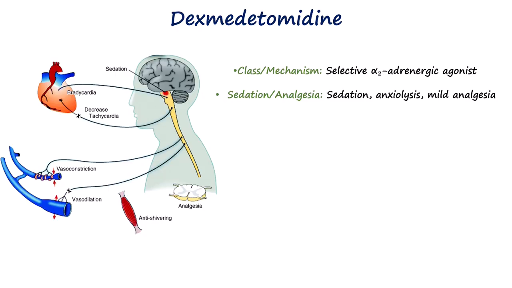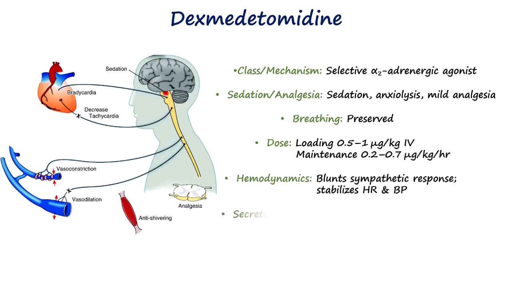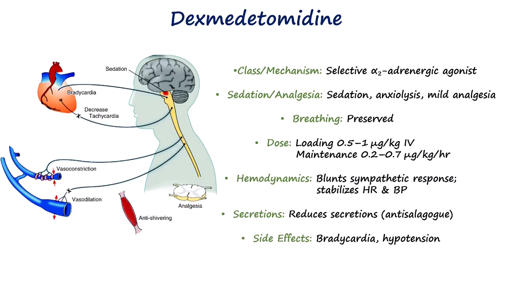In terms of dosing, we usually give a loading dose of 0.5 to 1 microgram per kilogram over 5 to 10 minutes, followed by a maintenance infusion of 0.2 to 0.7 micrograms per kilogram per hour, titrated carefully to effect. Another benefit is that it helps keep heart rate and blood pressure more stable, and it reduces secretions, which makes the whole process smoother. That said, we do need to be careful. Bradycardia and hypotension can occur, particularly if the loading dose is given too quickly.